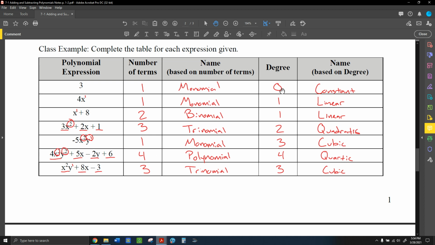The degree, if it's a 0 degree, we refer to it as a constant. 1 degree is linear. Degree 2 is a quadratic. Degree 3 is a cubic. Degree 4 is a quartic. Degree 5, which we didn't see, is a quintic. And then anything 6 or greater, you can just call it by that number. So if it's 6, you can call it a 6th degree polynomial or 6th degree monomial, binomial, whatever you have. So for 6 or greater, it's just the nth degree.